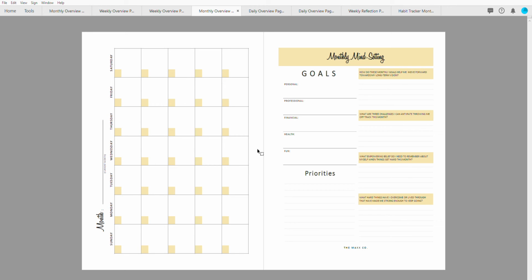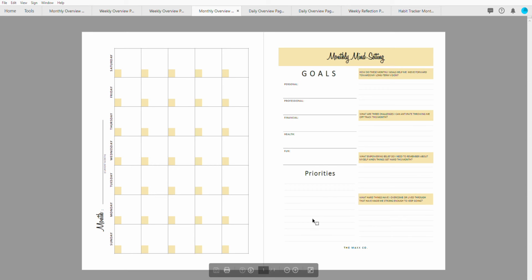So here on the left-hand side, we have our monthly overview, same thing for whatever particular month it is. You write in the days for whatever that month is, and then you just put your big happenings for the month, whether it's holidays, birthdays, travel, whatever things you have going on. Over here on the right-hand portion of the page, we have goals in those same 5 areas. I challenge everyone to set at least one goal for themselves in each area.